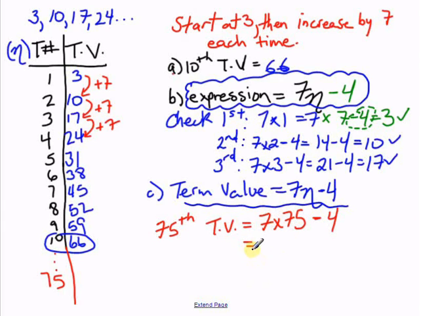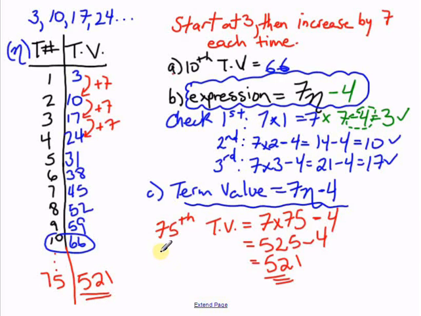7 times 70 should be 490. 7 times 5 is 35, so that should be 525. I can double check that. Yep, 525. And then I have to take away 4, so it should be 521. So the 75th term value is 521.